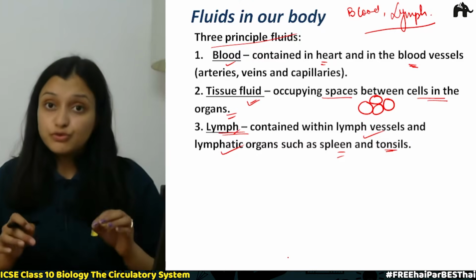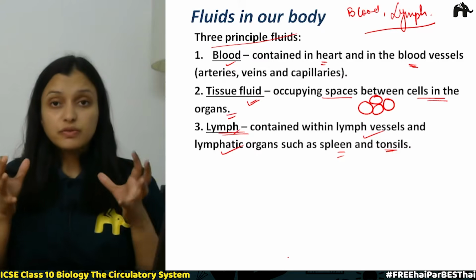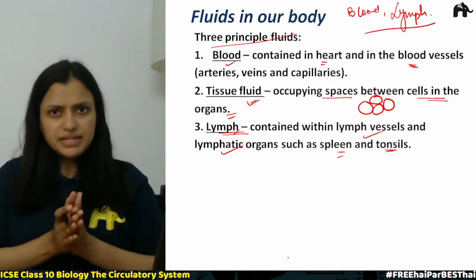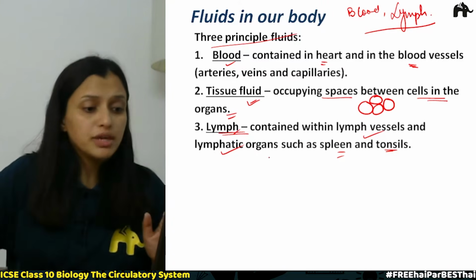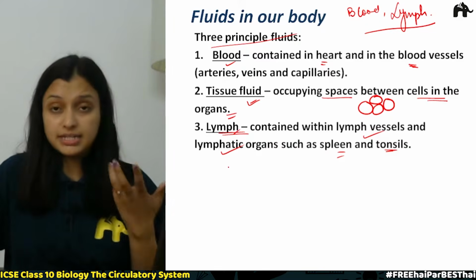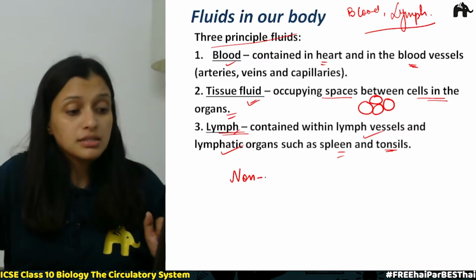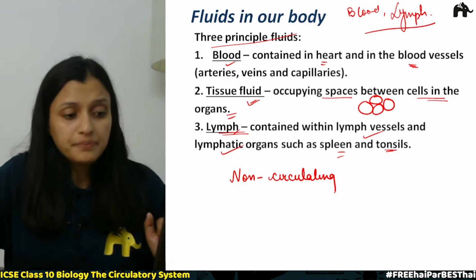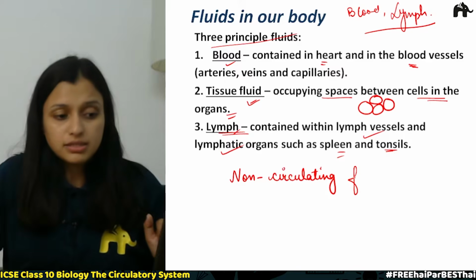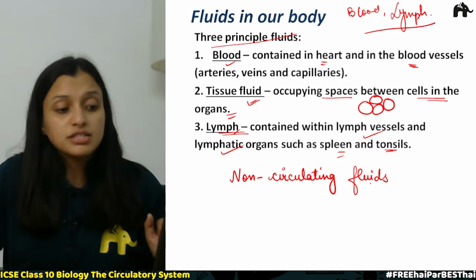Now there are certain fluids which are not circulating. They are basically present in a particular organ. All of the earlier ones are said to be the circulating fluids, but there are certain non-circulating fluids, right?